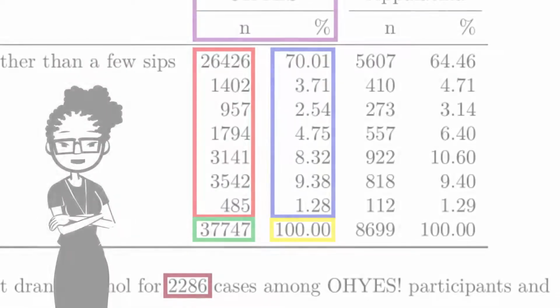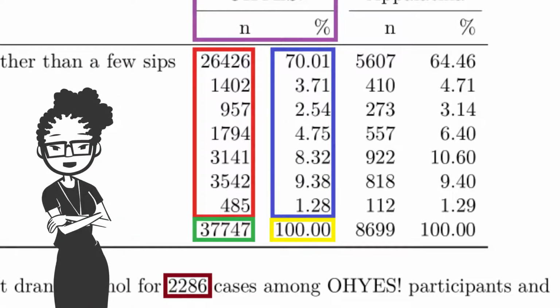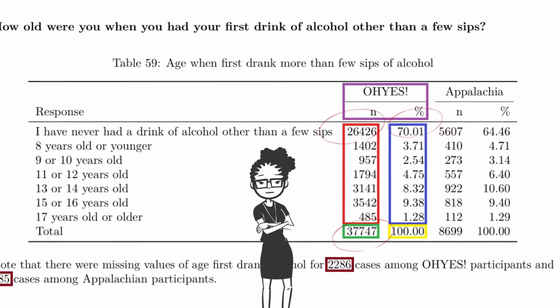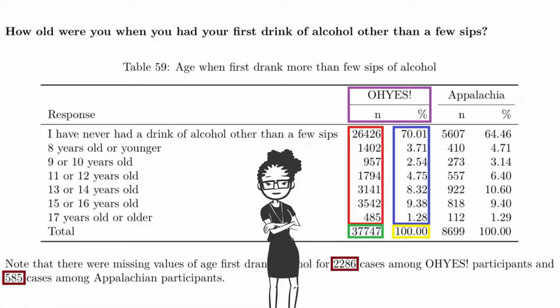Also, the survey includes skip patterns, where some items are skipped if they do not apply. We will walk through a couple of sample interpretations of this data to be sure that the content of the tables is clear. As our first example, we can see that 26,426 of 37,747, or 70.01% of all OHYES participants have not initiated alcohol use. Fewer Appalachian participants, 5,607 of 8,699, or 64.46%, have not initiated alcohol use.